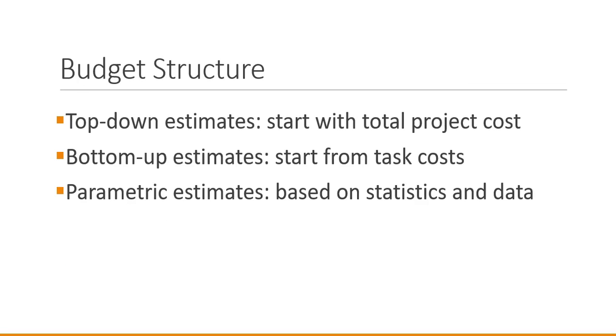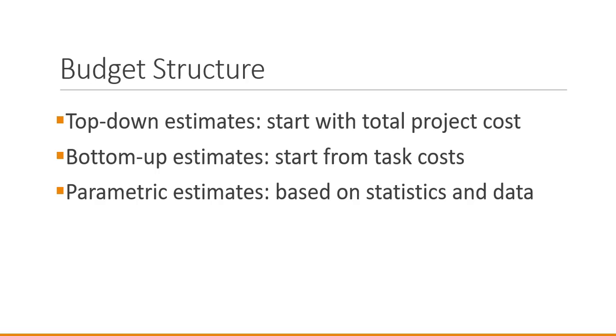In developing the budget, we have 3 options for structure. The first is using top-down estimates. Here we start with the overall estimate for the project cost and allocate that total amount to various work packages, and then the individuals responsible for those work packages will decide how to allocate their allocation to the individual components of their work package. Another method is bottom-up estimates.